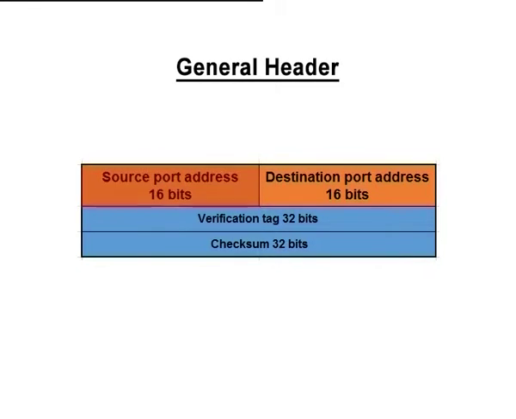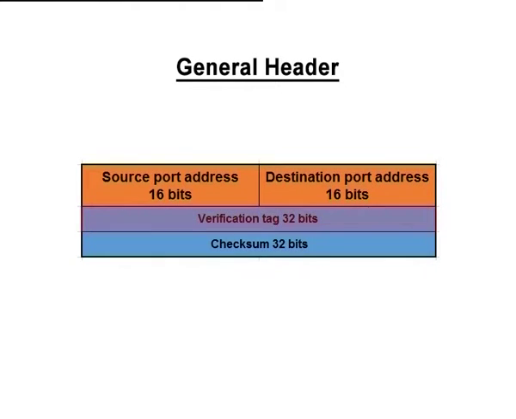Source port address. This is a 16-bit field that defines the port number of the process sending the packet. Destination port address. This is a 16-bit field that defines the port number of the process receiving the packet.